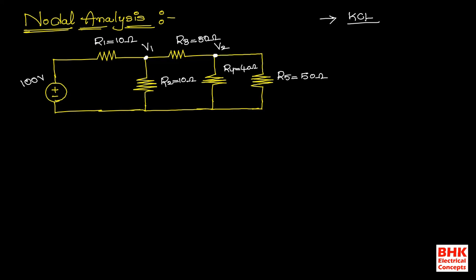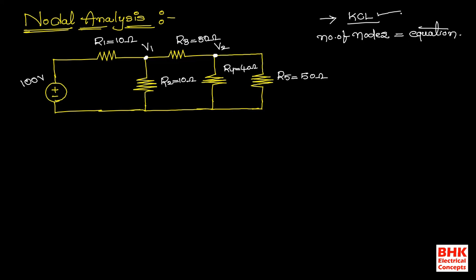If you apply Kirchhoff's current law at each node, you will get equations. Applying KCL at node 1 gives one equation, and applying KCL at node 2 gives another expression. The number of equations is equal to the number of nodes. It means however many nodes there are, you will get that many equations. This is point number 1: the number of nodes equals the number of equations, and we apply KCL at each node.